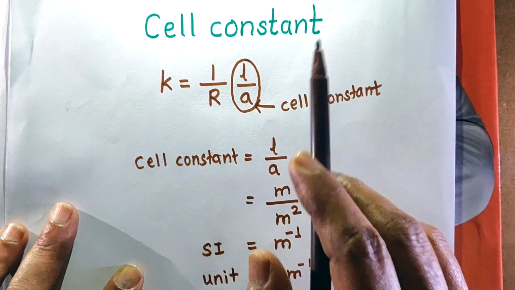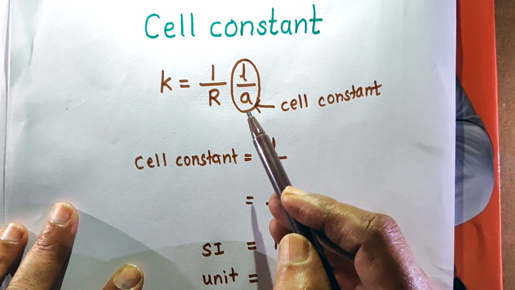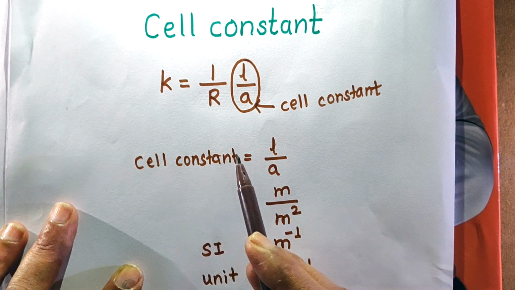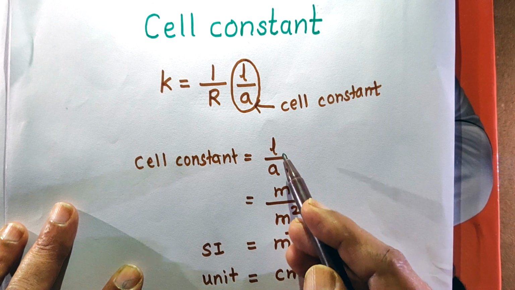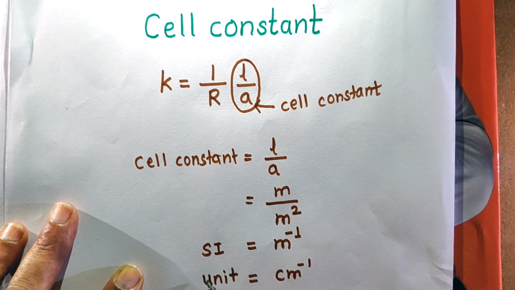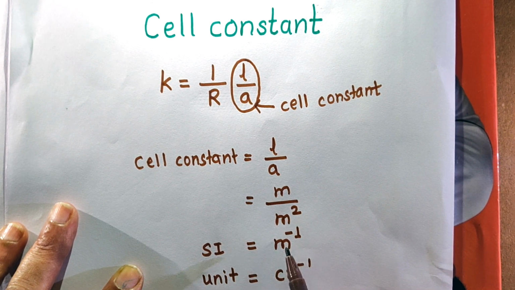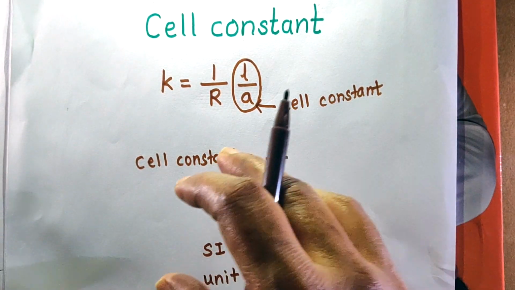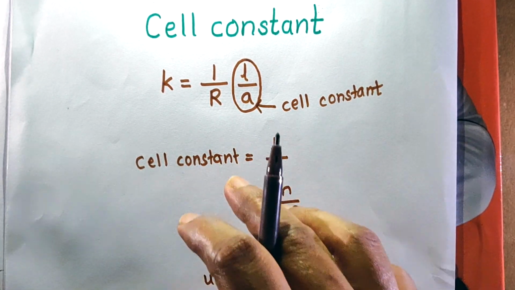Cell constant is the ratio of the distance between the two platinum plates to the area of cross section of the plates. And so cell constant is given by the formula L upon A, and by using this formula you can determine the unit of cell constant, which is, SI unit, meter raised to minus 1, and the common unit of cell constant is centimeter raised to minus 1. And if you know the cell constant, we can determine the resistance of the solution. How? We shall see here.